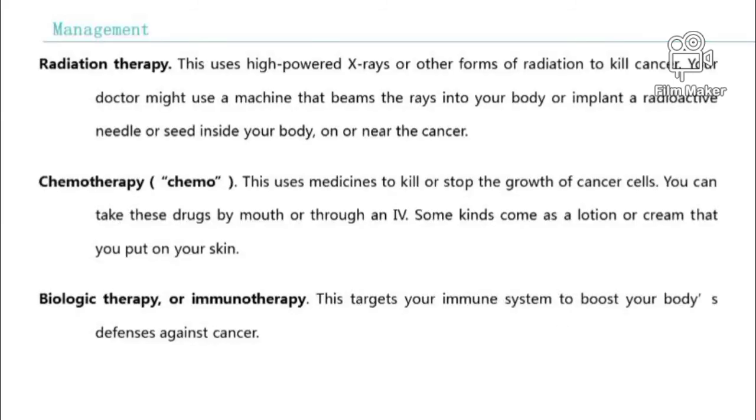Radiation therapy. This uses high-powered X-rays or other forms of radiation to kill cancer. Your doctor might use a machine that beams the rays into your body, or implant a radioactive needle or seed inside your body or near the cancer. For chemotherapy or chemo, this uses medicine to kill or stop the growth of cancer cells. You can take this drug by mouth or through an IV. Some kinds come as a lotion or cream that you can put on your skin.